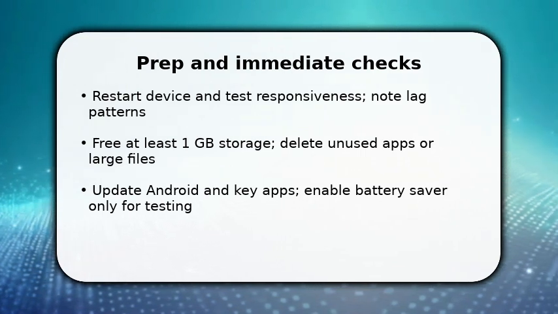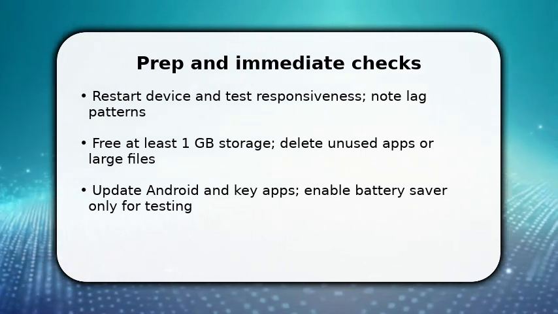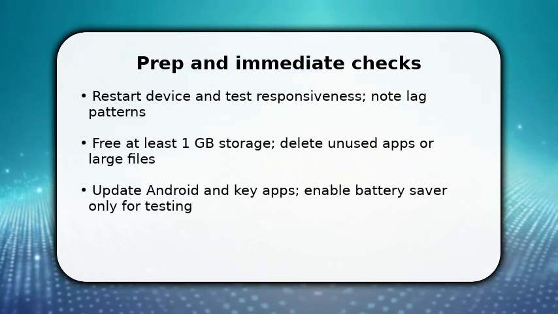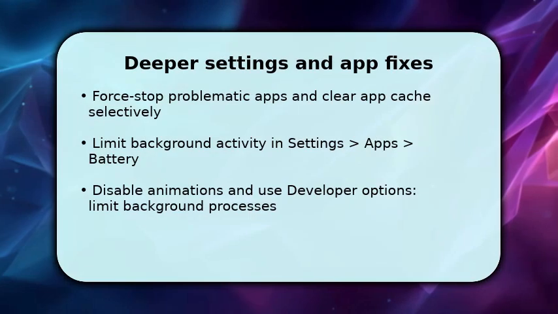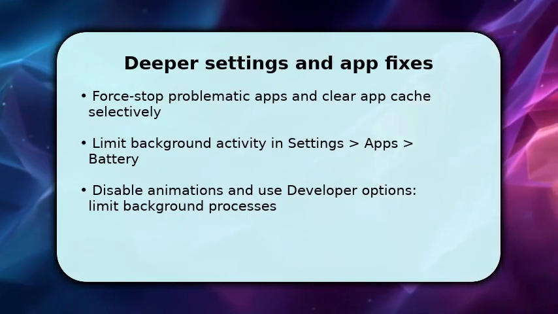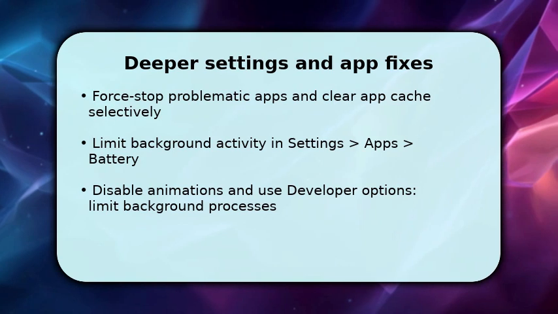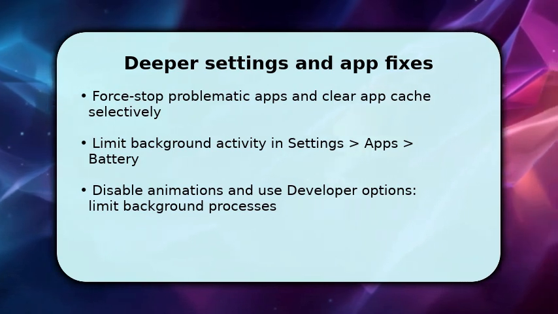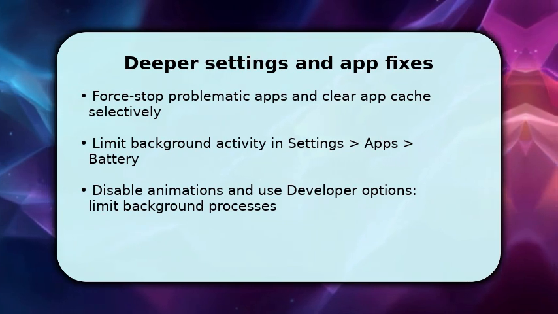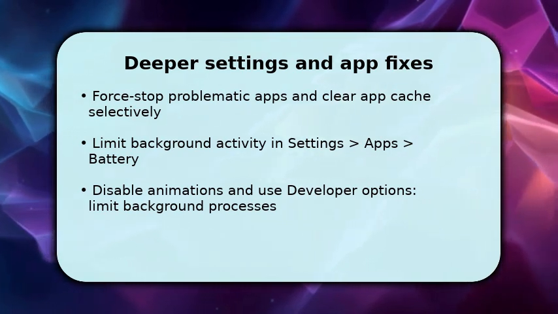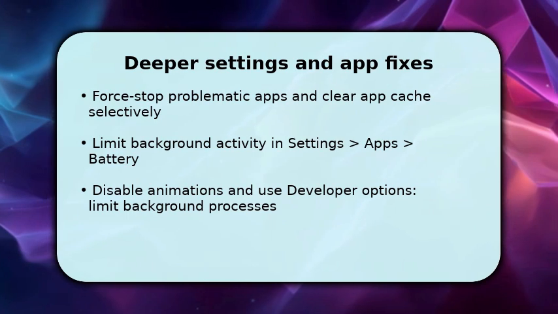Next, we'll dive into deeper settings and app-level troubleshooting to isolate the issue. Now you tackle the complex middle. Identify offending apps by force-stopping recently used or high CPU apps and clear their caches, since corrupted cache often causes lag. Then go to Settings, Apps, Battery, and restrict background activity for non-essential apps to reduce CPU wake-ups.